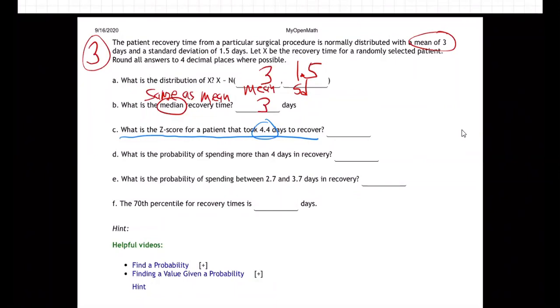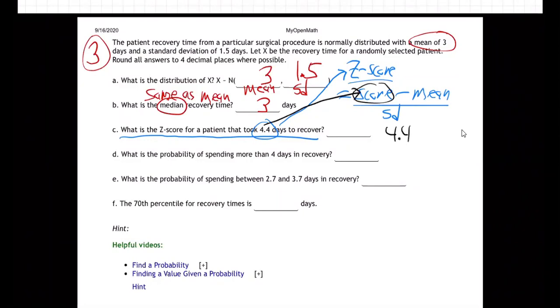I understand that this might not be at the top of your memory, so let me remind you. What is the Z-score formula? It's the score you got minus the mean, over the standard deviation. So that's going to be the score, the 4.4, minus the mean, which for me is 3, divided by the standard deviation, 1.5.